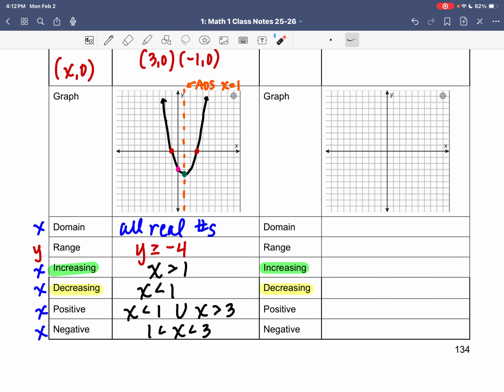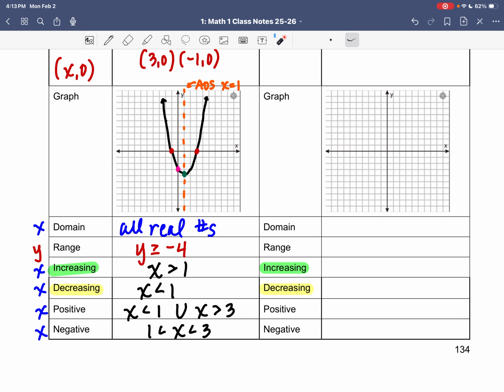So for domain, remember, you're looking at your x values, so it's going from negative infinity to positive infinity because your arrows are at the end. We know range, you're looking at your y, so it's going from the bottom to the top, so y is greater than or equal to -4.